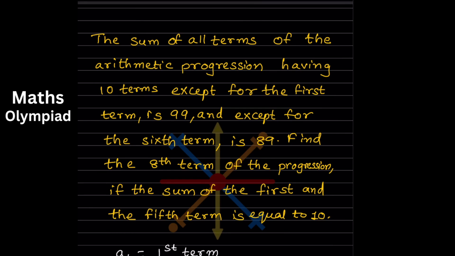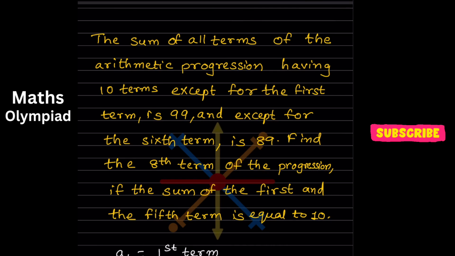So today let us see this question, how to solve this one. The sum of all terms of the arithmetic progression having 10 terms except for the first term is 99, and except for the sixth term is 89. So find the 8th term of the progression if the sum of the first and the fifth term is equal to 10. So now let us see step by step.